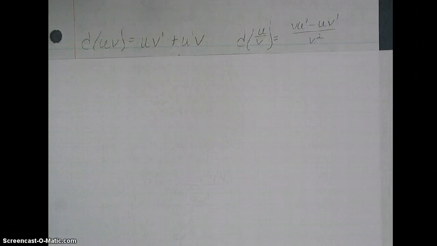Alright, so today we're going to review the product and quotient rule. For the product rule, you multiply u by the derivative of v, and then you add it to the derivative of u times v. For the quotient rule, you do v times the derivative of u minus u times the derivative of v, all divided by v squared.